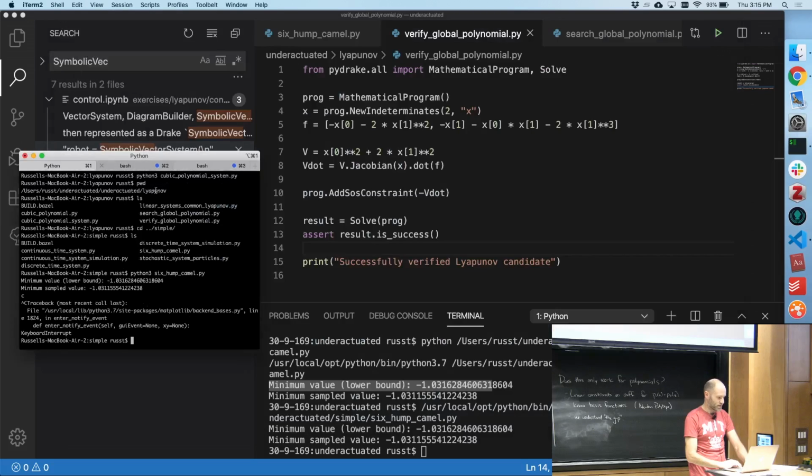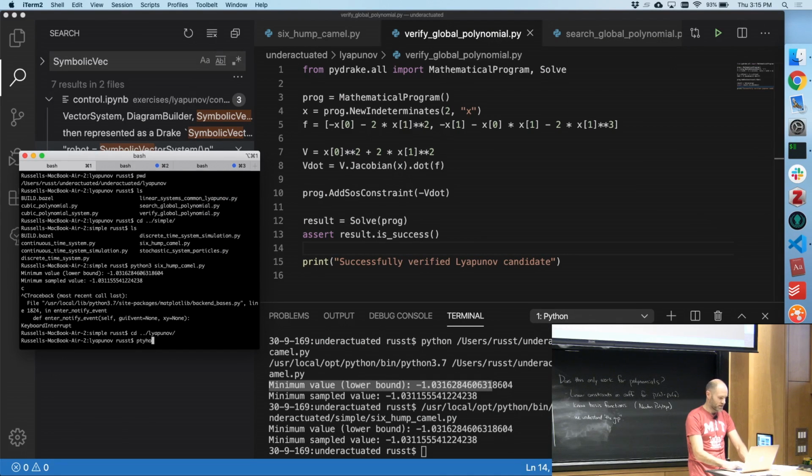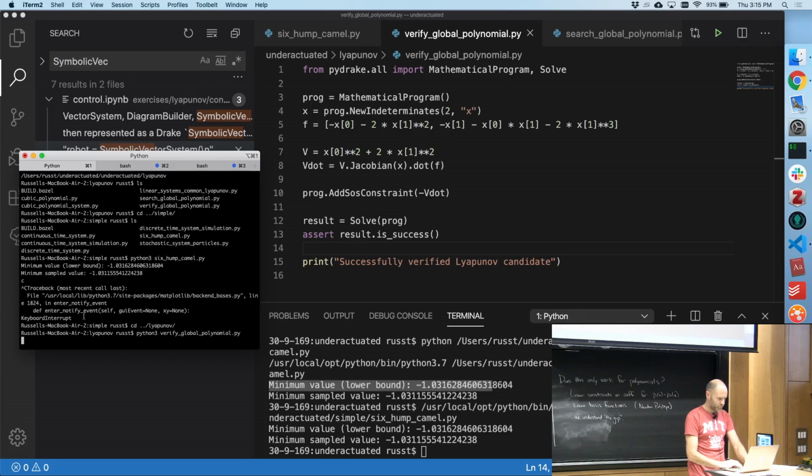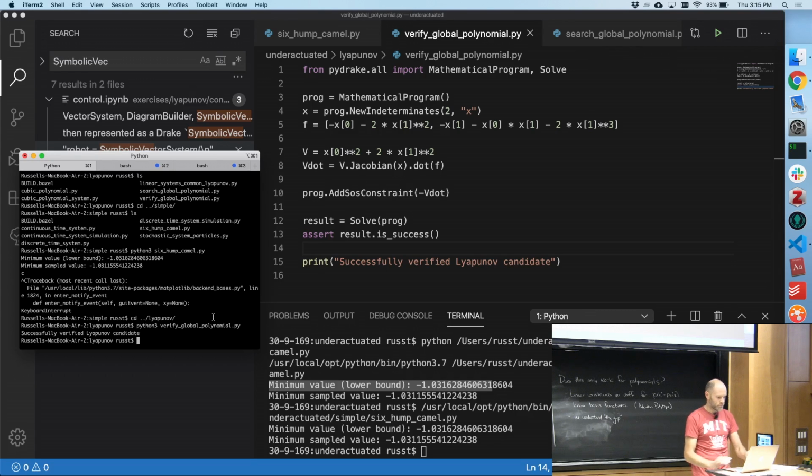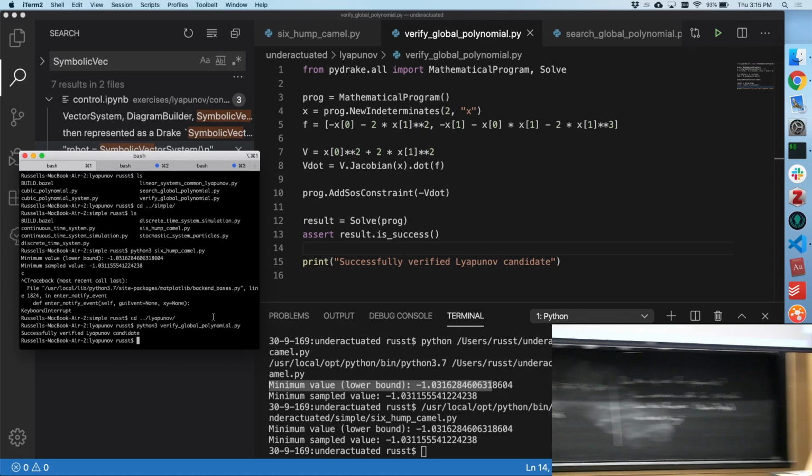Okay? And then if I run that, it won't surprise you. This is a simple enough problem. It won't surprise you that it's instantaneous, but like all of the problem, it's loading Python that is all of the work. Right? Successfully verified Lyapunov candidate. Okay? And there is an assert there, so it actually worked.